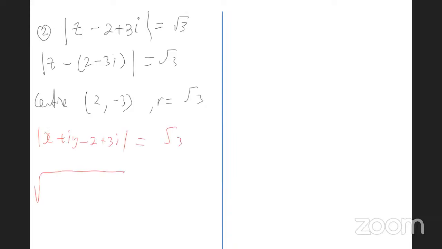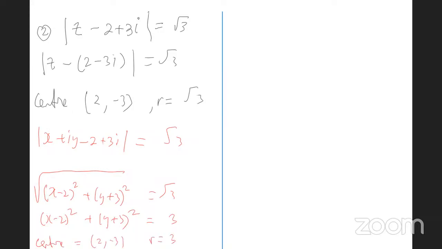So that'll be the square root of x minus 2 squared plus y plus 3 squared is root 3. So when you square both sides, you'll get x minus 2 squared plus y plus 3 squared is 3. So again, you can see that the center here is 2, minus 3, and the radius is square root of 3. Okay, right. So sometimes it looks like that, and then sometimes you're going to get it looking like this, right?